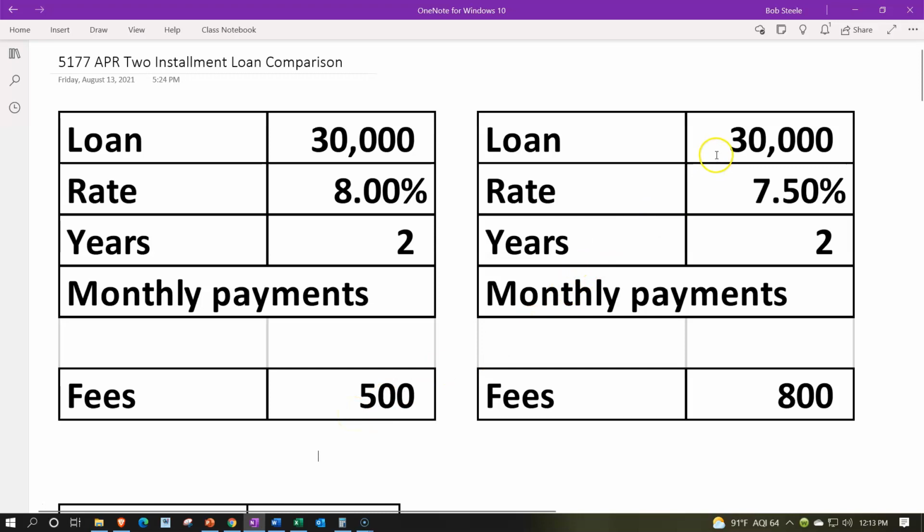The second loan, we have a $30,000 loan, but the interest rate is at the 7.5% lower rate, still a 2-year loan. The time frame is the same, but the fees now are higher at the $800 versus the $500. So the comparison then, which one is going to be better?